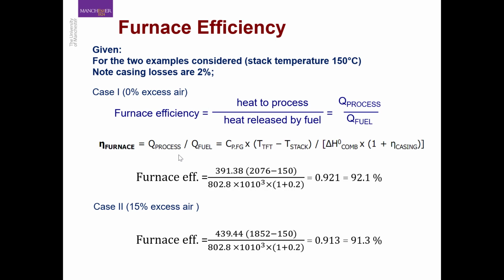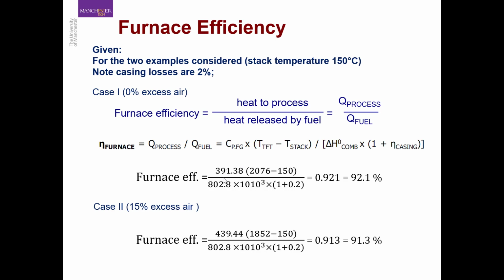And if you expand this equation, we know that the heat gained by the process is equal to Cp of the flue gas times the temperature difference between the flame temperature and the stack temperature, divided by Q fuel, that is equal to the heat of combustion times, and we can multiply it with the losses to the casing.